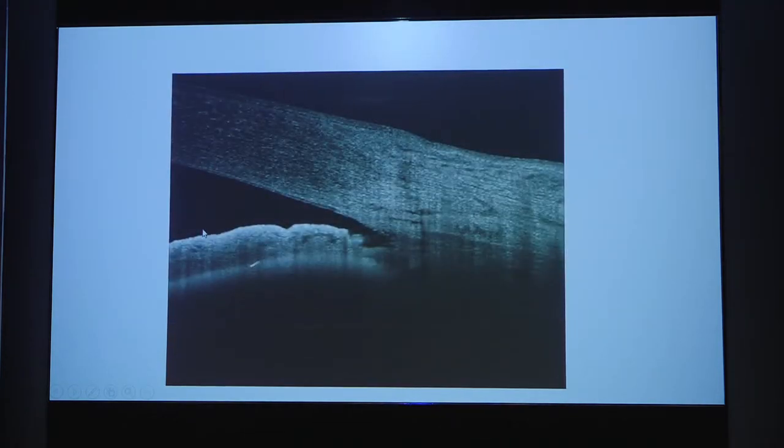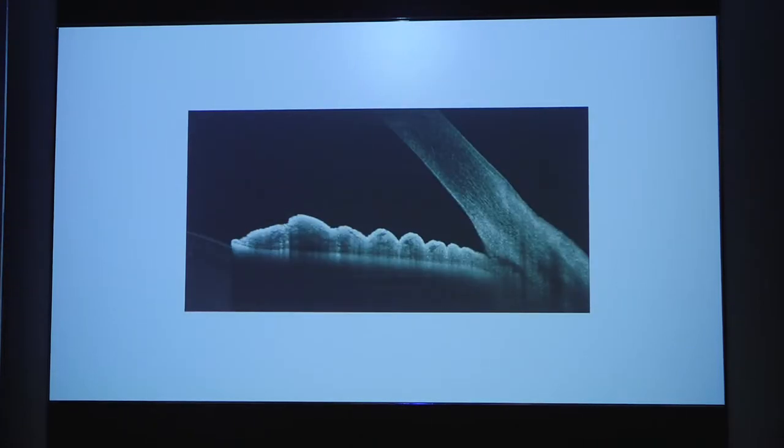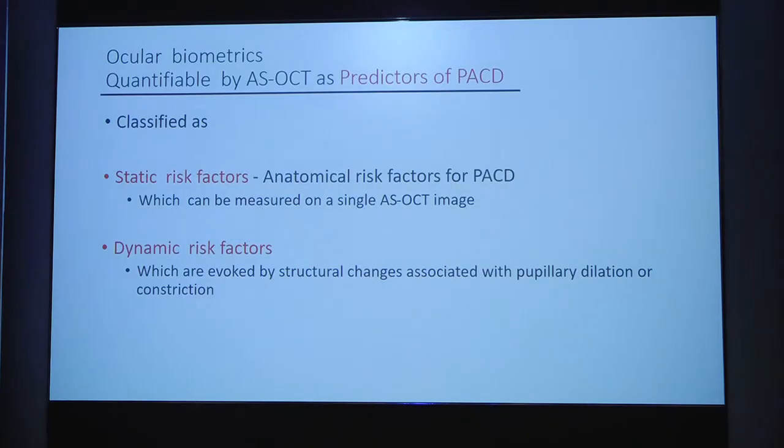So here we can see the structures. This is the trabecular meshwork, where the Descemet's membrane ends. So this is the Schwalbe's line, this is the corneal wedge, and this is the scleral spur. So these structures can be identified very well with the ASOCT. Now here again Schwalbe's line, the corneal wedge, and the scleral spur. So this is trabecular meshwork.